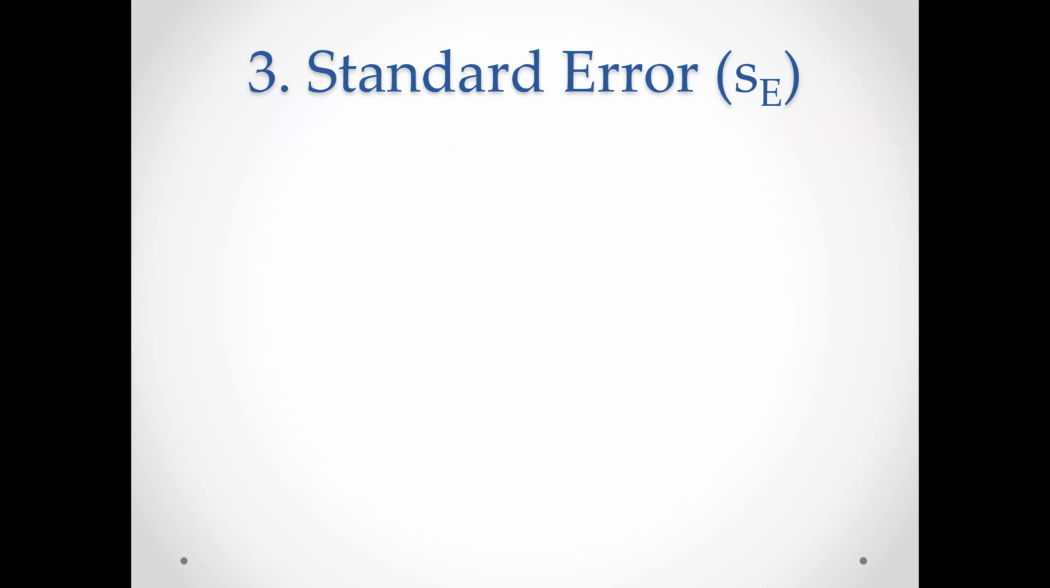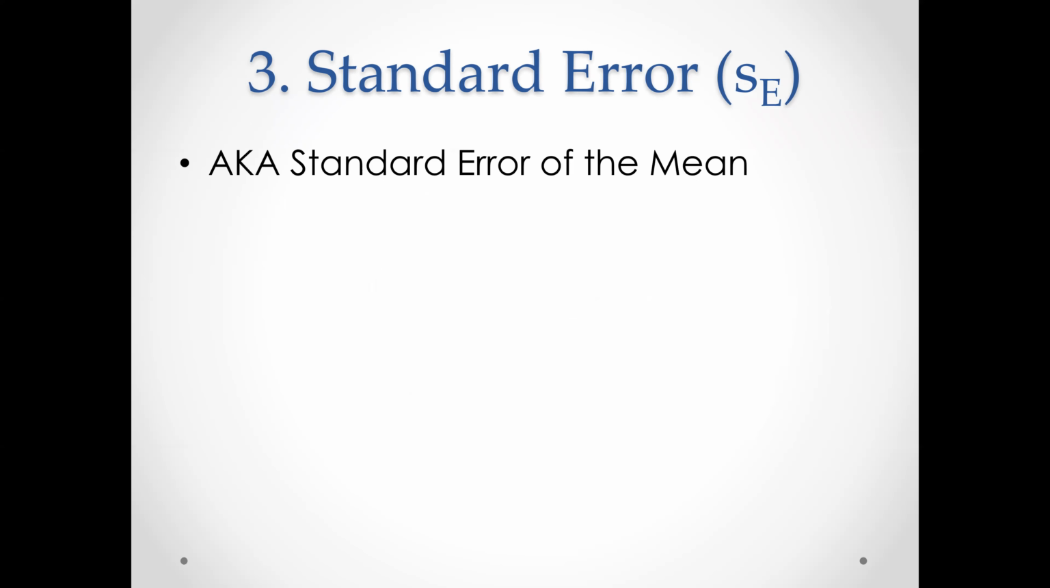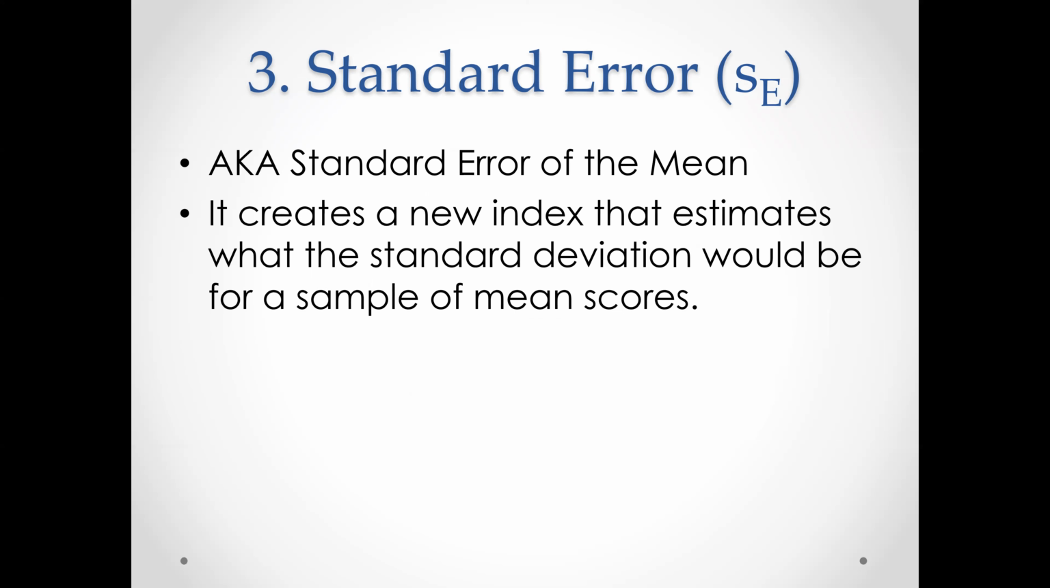Okay, so standard error, or SE, is also known as the standard error of the mean. This is a new index that basically estimates the standard deviation for a population instead of for a sample. The equation for the standard error of the mean is equal to S, again, S is standard deviation, divided by the square root of n. N is the number of scores we have in our data set.